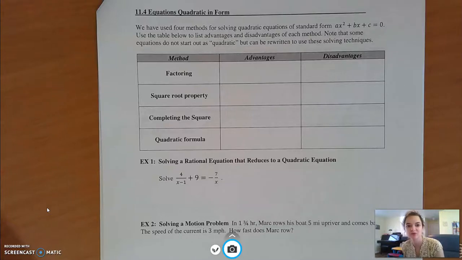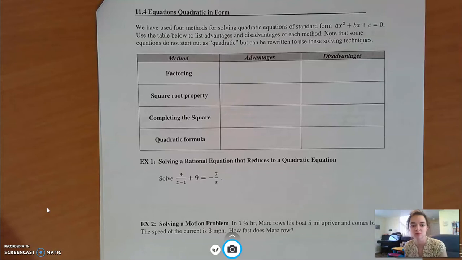Everybody, welcome to our 11.4 notes that are about equations that are quadratic in form. For this section, you can use whichever method that you would like to solve your quadratics. We've learned 4 of them so far, but you can use whichever one is the best for the situation you're in, or whichever one you like the best. The equations that we're solving in this section might not start out as quadratics, but they're going to end up as quadratics. Or they may never be quadratics, but we can solve them just with the same methods.